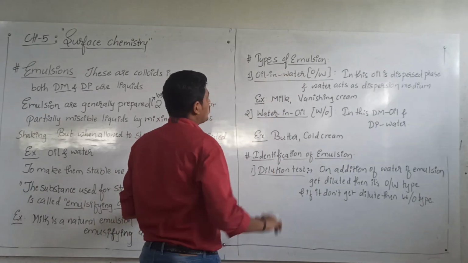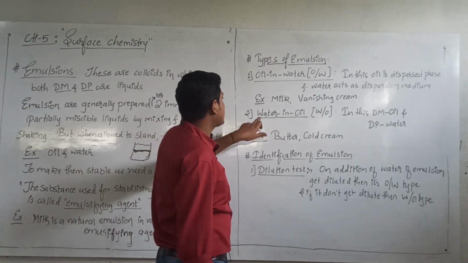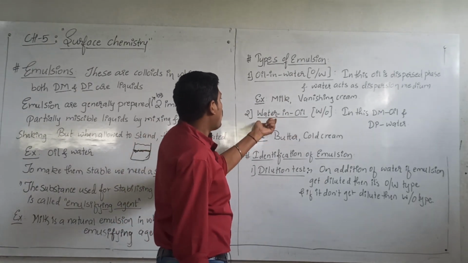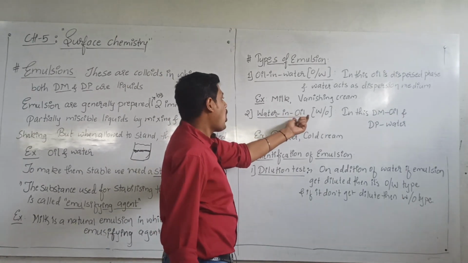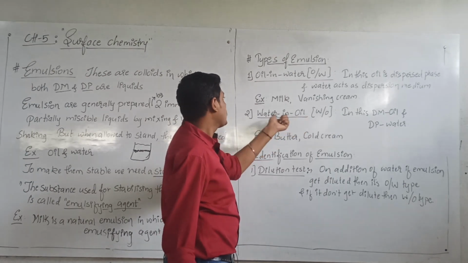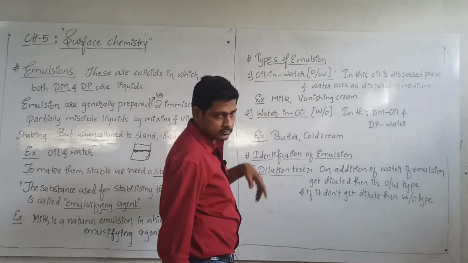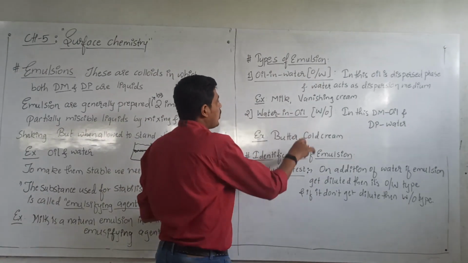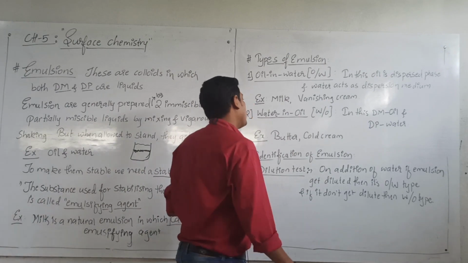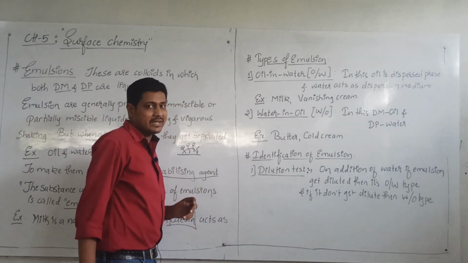So milk is an example for the oil in water type of emulsions. Then the next one is the opposite of this, that is water in oil. Now water is present in less quantity and oil is present in more quantity, which means oil is the dispersion medium and water is the dispersed phase. We indicate it like this: oil in water is O/W, and water in oil is W/O. Examples for water in oil are butter and cold creams.